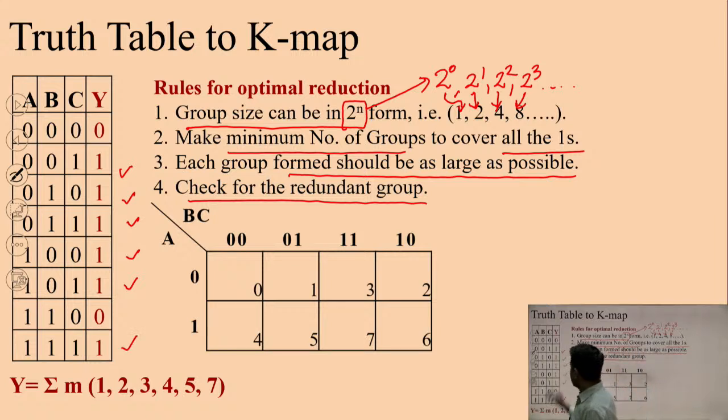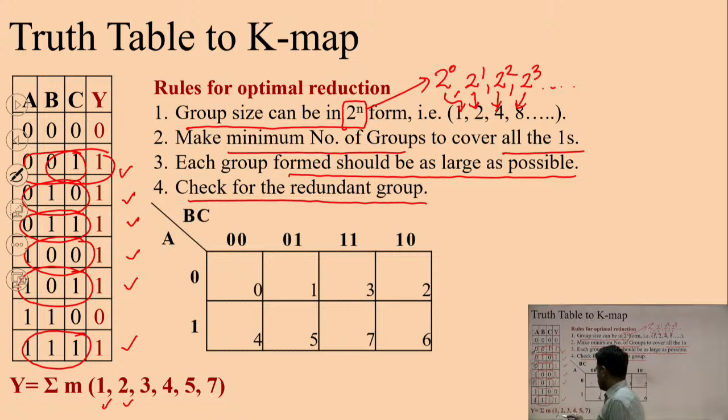So the minterms are 0, 0, 1 corresponding to 1, 0, 1, 0 corresponding to 2, 3, 1, 0, 0, 4, 1, 0, 1 and 1, 1, 1. So 1, 2, 3, 4, 5, 7. These are the minterms. So we have to feed these minterms into the K-map.